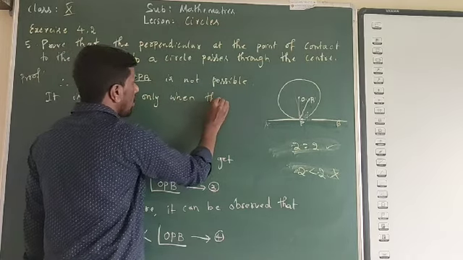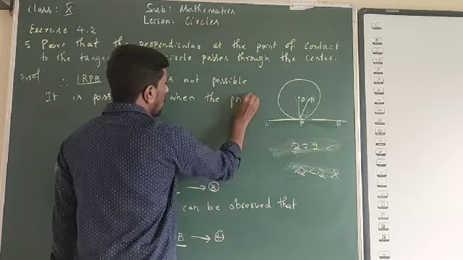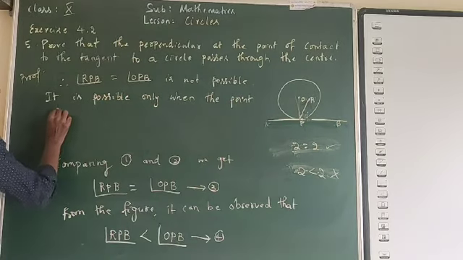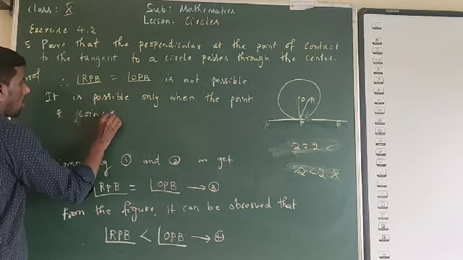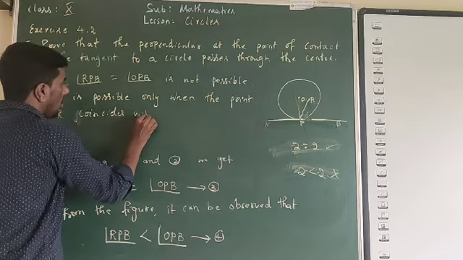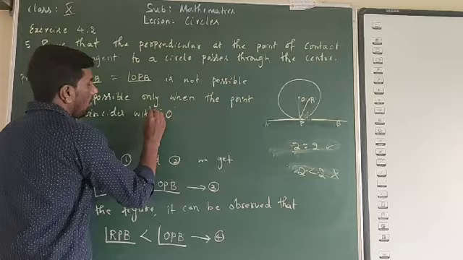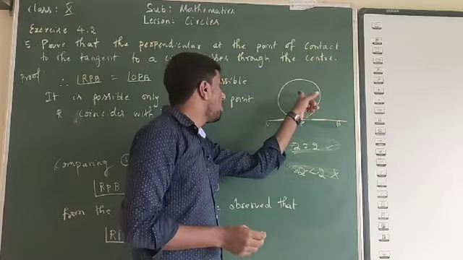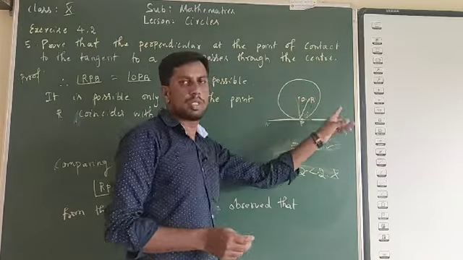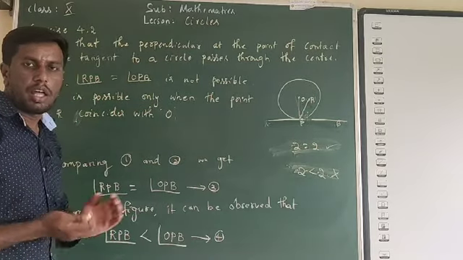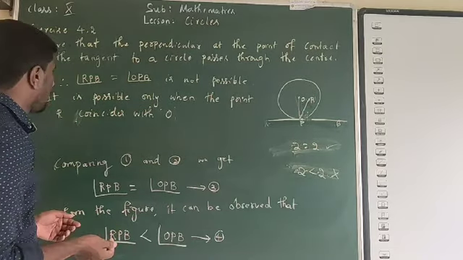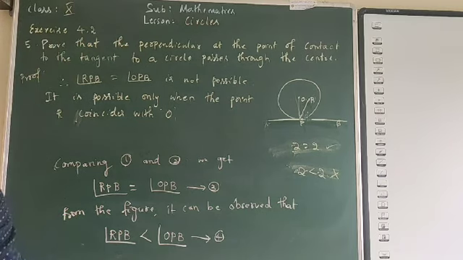It is possible only when the point R coincides with O. Only when the point R coincides with O is it possible, and then both the angles are equal. That is possible. Therefore, our assumption is wrong.